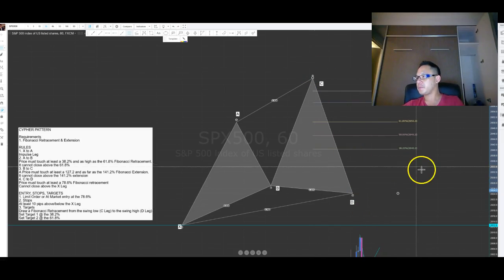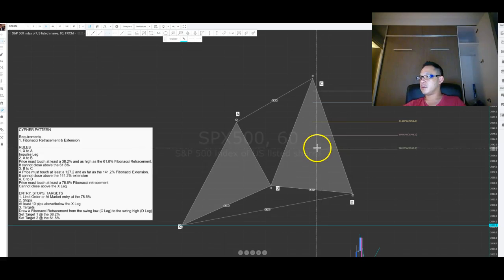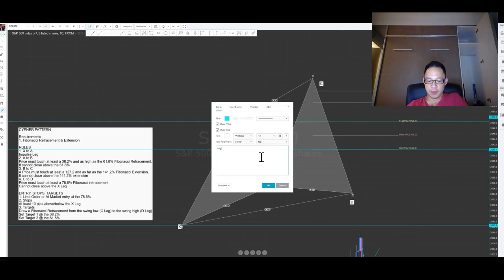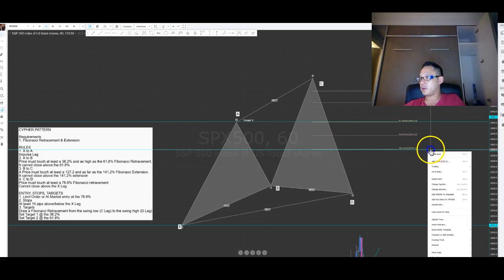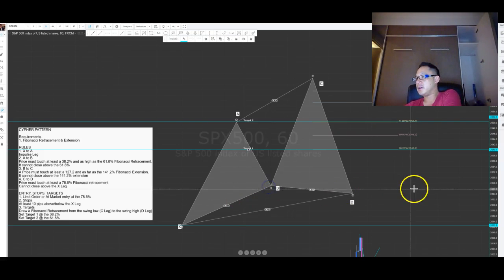Okay. Once you've done that, you've got your 61% and your 38%. Targets: Target 1 will be at 38.2. Target 2 will be at 61.8. Now these are standard rules. Like I said, once you get more experience, you can tweak the rules however you like to fit your needs. So that's target 1 and 2.